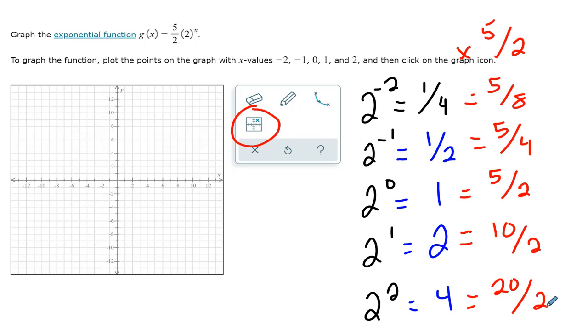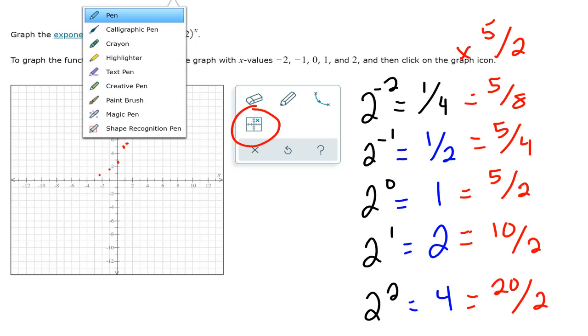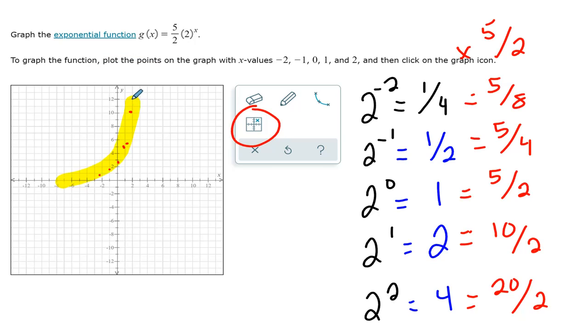So it's going to be negative 2 and 5/8, so it's right about there. Negative 1 and 5/4, it's right about there. 0 and 5 over 2, it's right about there. Then 1 and 10 over 2, which is right there. And 2 and 20 over 2, which is right about there. So we have our nice curve.